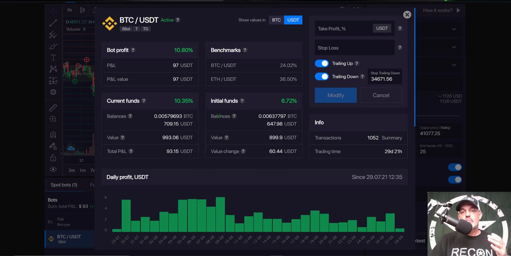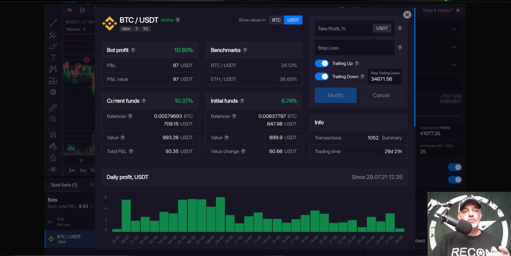And at that time, when I deployed the bot, I had basically 0.00637797 BTC and around 648 USDT, which put my total value just shy of 900 USDT. And had I just held the BTC and the USDT during the 30 days, the value of my position would have gone up $60, and that's because of the increase in price of Bitcoin. Obviously, USDT doesn't increase, and therefore my initial funds, or a buy and hold result, is plus 6%.